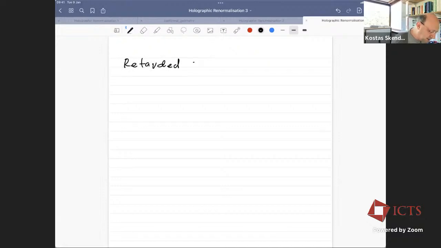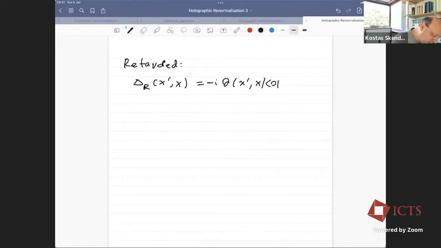So for retarded, what we do is we put the same source. Well, first of all, before I tell you how to compute it, let me give you what it is. So the retarded correlator is a causal propagator. So it has a theta function. There is a conventional minus i, and then you have the commutator of the two operators.